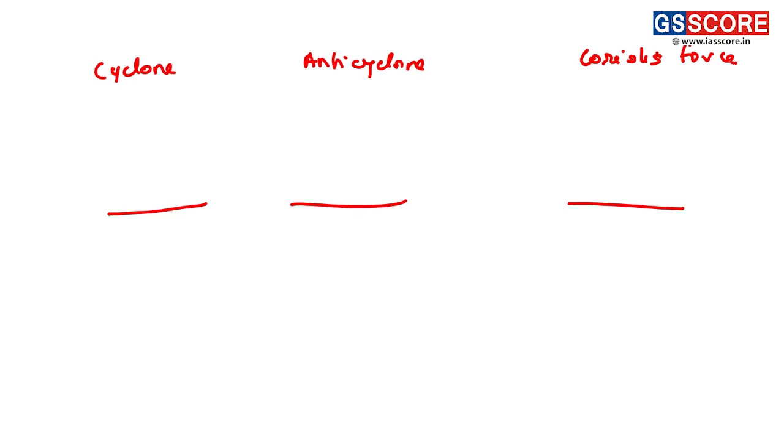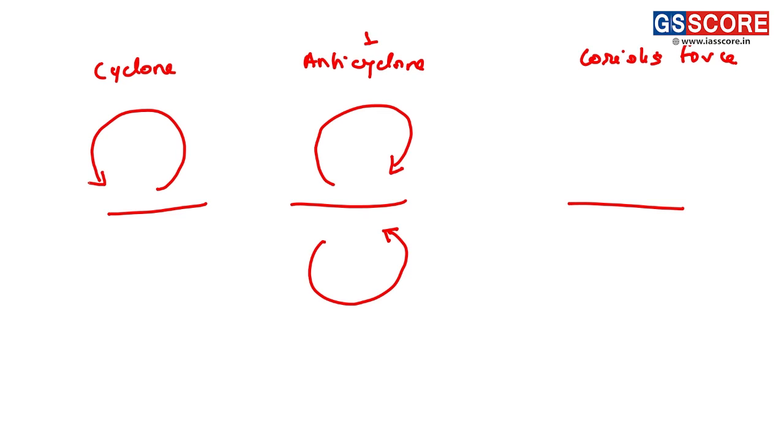So remember one thing, start with anticyclone. In the anticyclone, the circulation in the northern hemisphere will always be clockwise, and in the southern hemisphere it will be anti-clockwise. And this will get reversed in the case of cyclone. In the cyclone in the northern hemisphere, it will be anti-clockwise, and in the southern hemisphere, it will be clockwise.